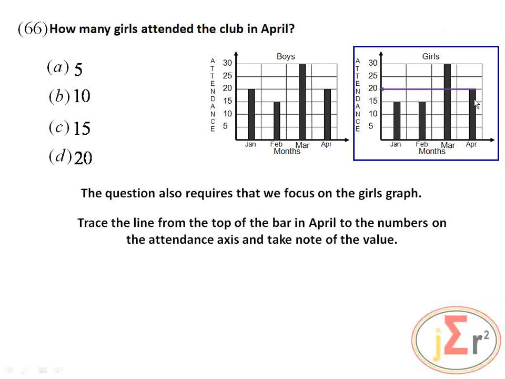Notice that we are going from the top of the month of April straight across, and it reaches what? 20. So because it is at 20 right here, the answer is option D, 20, and 20 is option D, so that's our answer.